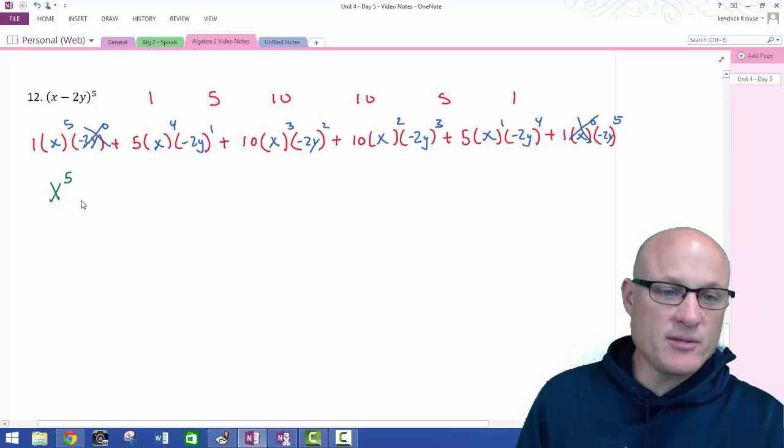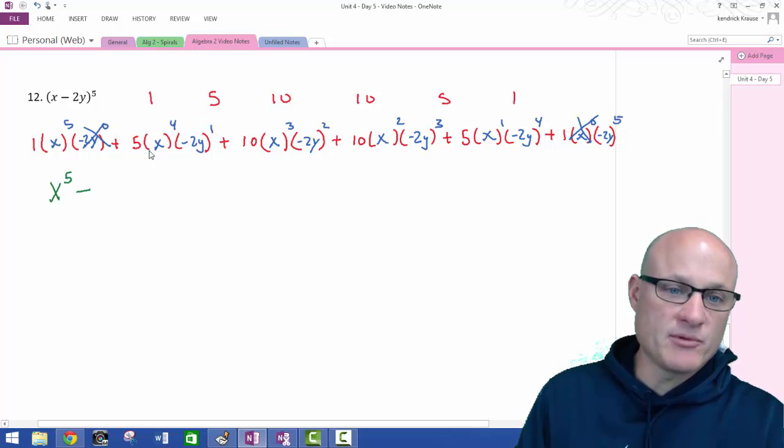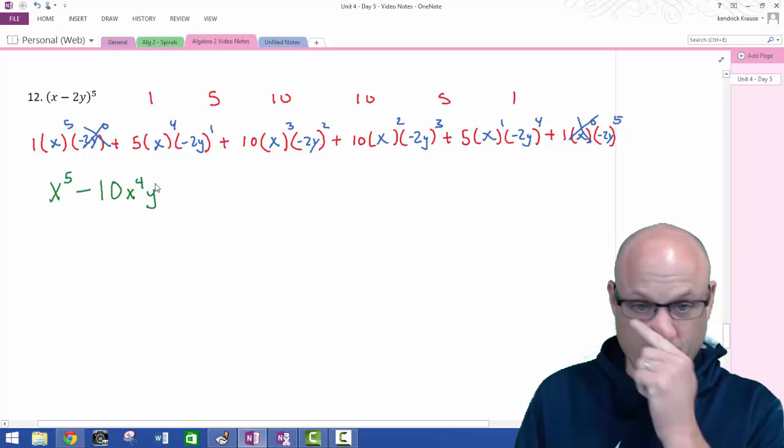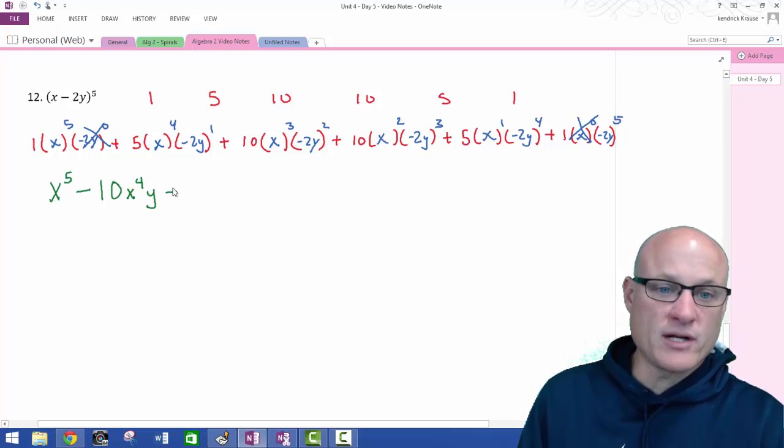All right, so this one's going to be our negative one. So negative 2 to the 1st, negative 2, times 5, negative 10, x to the 4th. Notice the x's are coming down, but the y's are starting to appear. Now, I could put a y to the 1st there, but that's kind of stupid. Now we're going to have a plus. Negative 2 squared is positive 4 times 10 is 40.